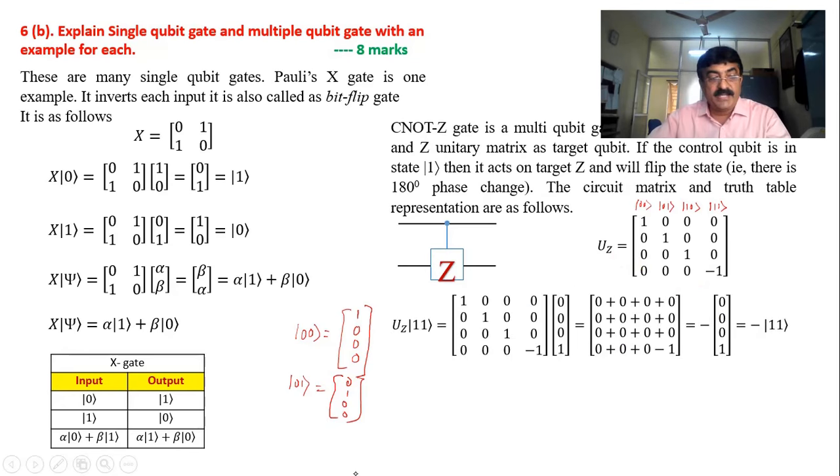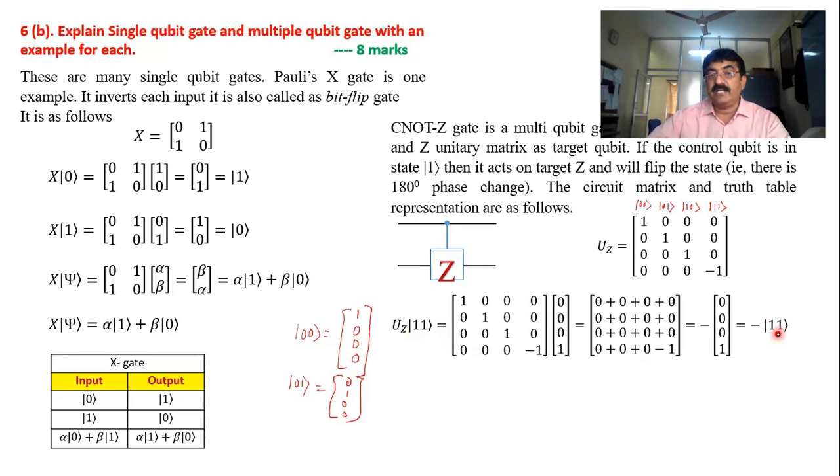Now let us operate it on any one. Well, I will operate it on ket 1 1 only. Uz into ket 1 1. Uz is here, 1 1 is here. Okay, when I do the operation, you just keep on multiplying and you end up with this answer. First row 0, second row 0, third row 0, fourth row will be minus 1. So 1 1 becomes minus 1 1.